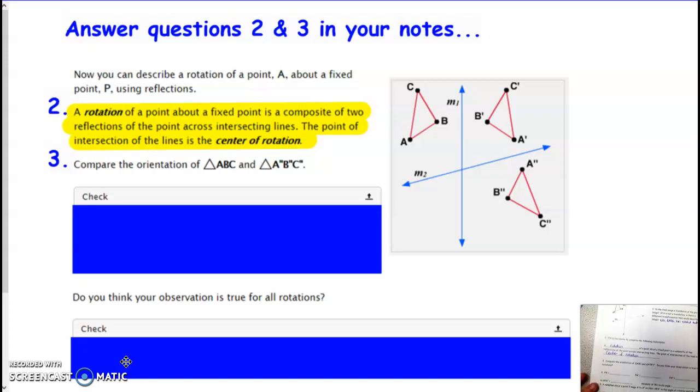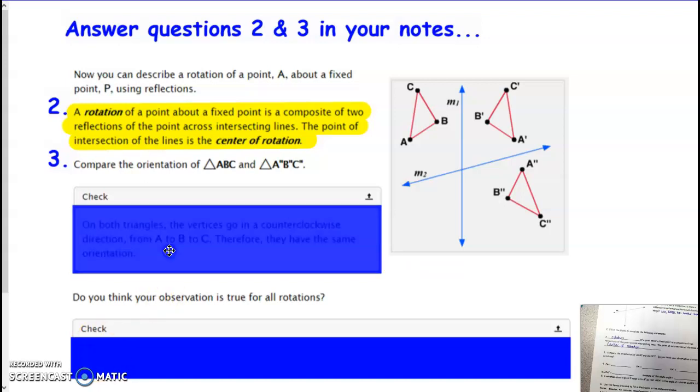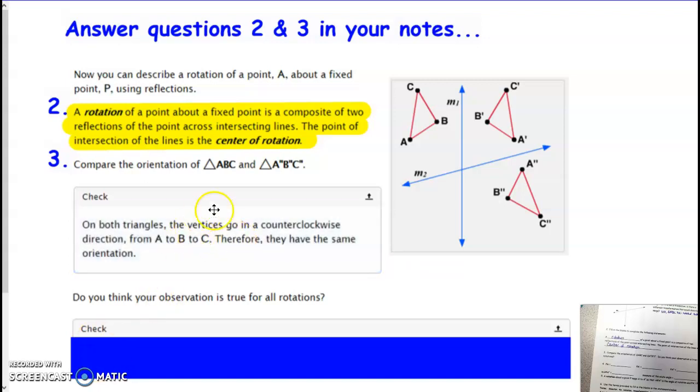Now it says to compare the orientation of triangle ABC and triangle A double prime, B double prime, and C double prime. Now we kind of did this, I already talked about the orientation, but both of them go counterclockwise, so they do have the same orientation. So rotations are going to preserve that orientation, where reflections do not.